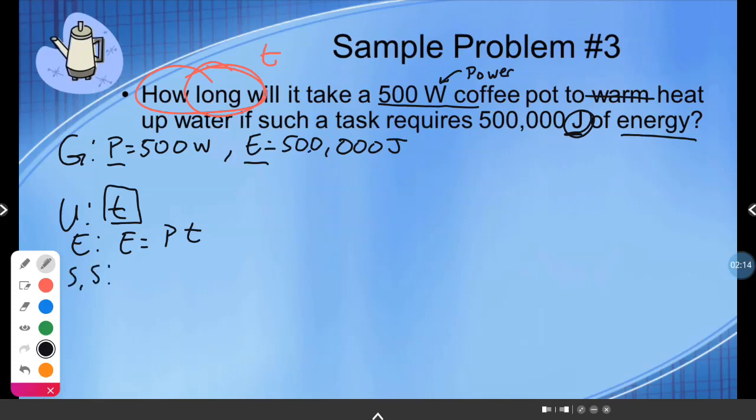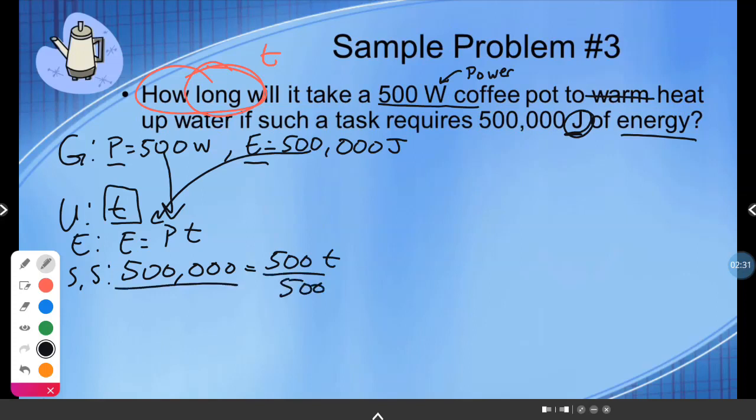So this one should be really simple and straightforward for our substitute and solve step. We're going to substitute 500,000 in here for energy, since that's our E. P is 500. And time is what we're solving for, so I'm going to leave it the way it is. To solve for that, we will divide by 500 on both sides. Get rid of those zeros. 500,000 divided by 500 is 1,000.